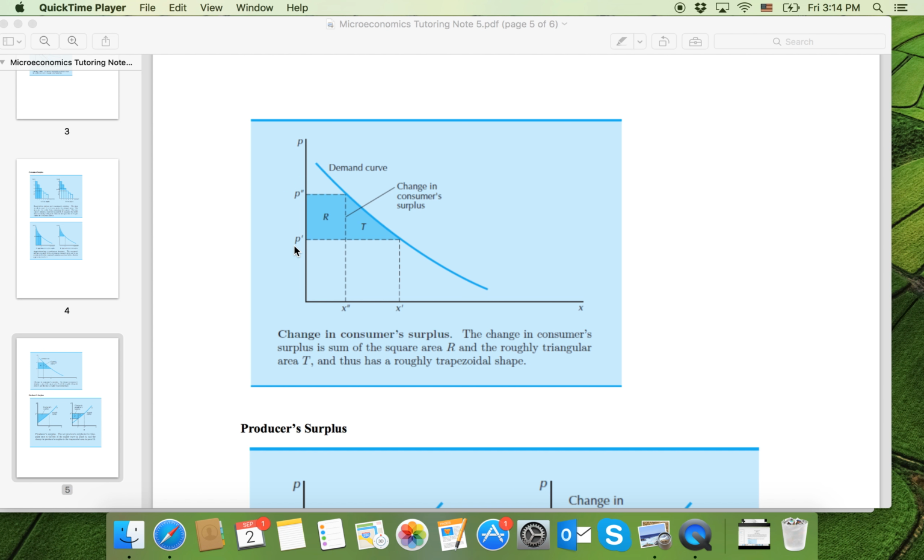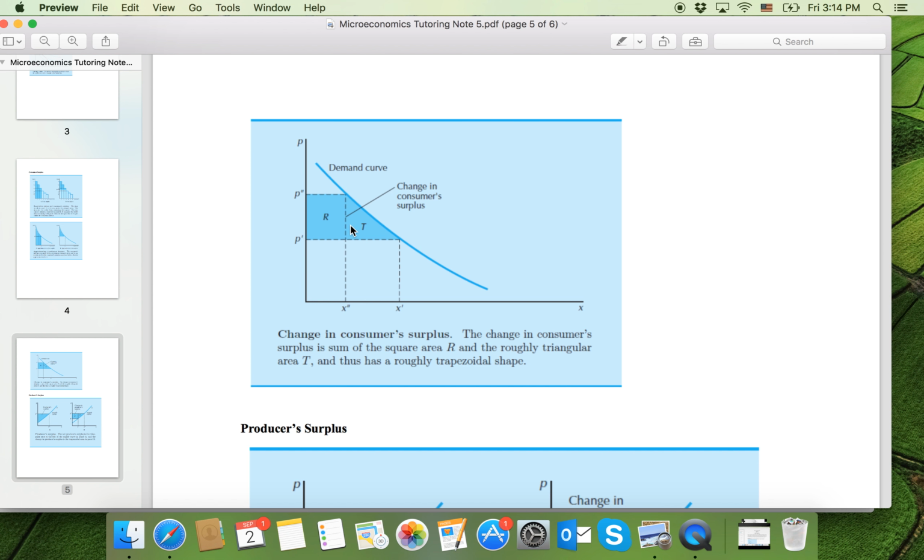So when the prevailing price is P prime, the area between the P prime horizontal line and the blue demand curve above it, the whole region, is consumer surplus. But once the prevailing price goes from P prime to P double prime, then the consumer surplus is only this area. Therefore, there's a reduction in consumer surplus that's equal to the area R plus T.